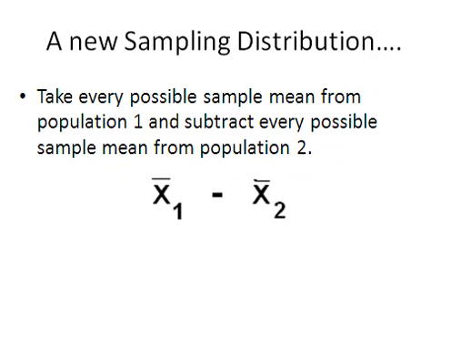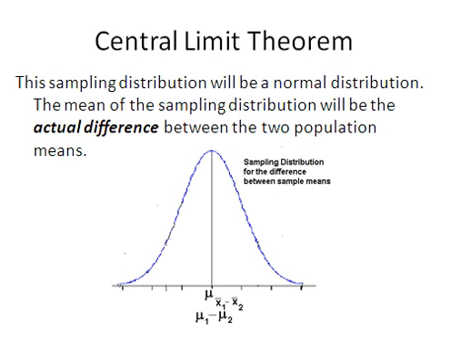Okay, this is going to result in a new sampling distribution. We are going to be taking every possible sample mean from population 1 and subtracting every possible sample mean from population 2. This gives us a sampling distribution for the difference between sample means.